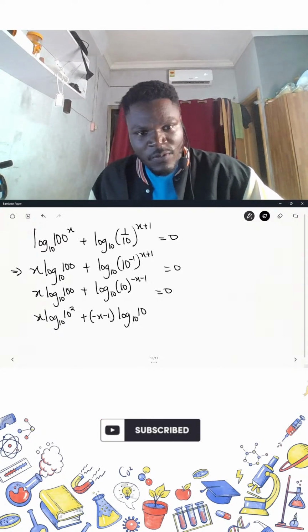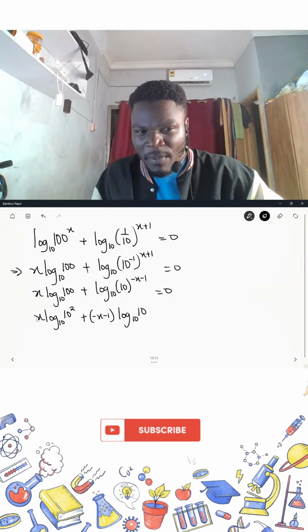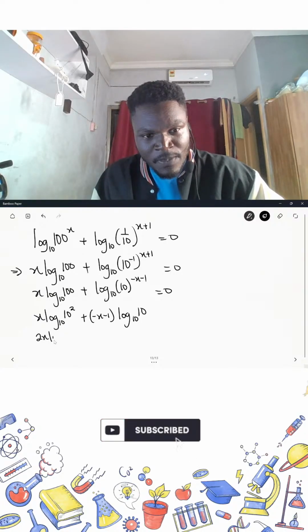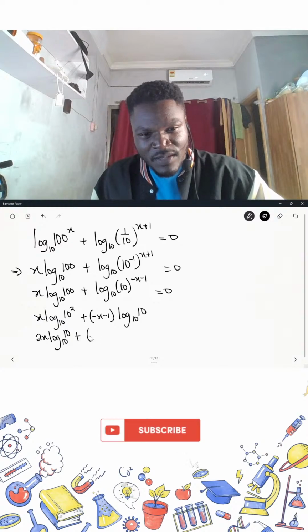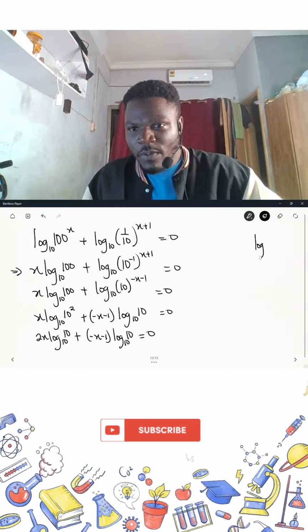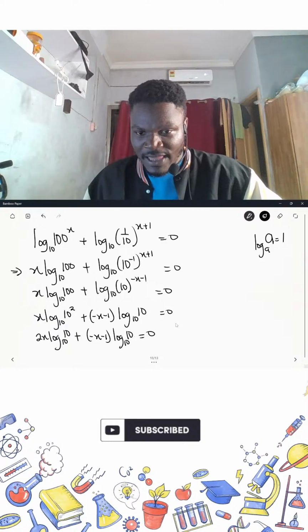Are you okay? Then from here, the 2 over here, I will send it to multiply the x I have over here. So it will become 2x log base 10 plus minus x minus 1 log base 10. Don't forget these are all equal to 0. So from here, any log, if you have log base a of a, it is equal to 1. So log base 10 here is equal to 1. Log base 10 here is equal to 1.